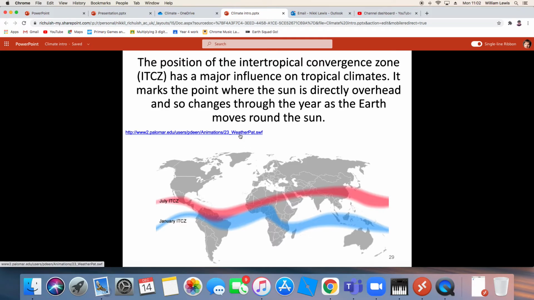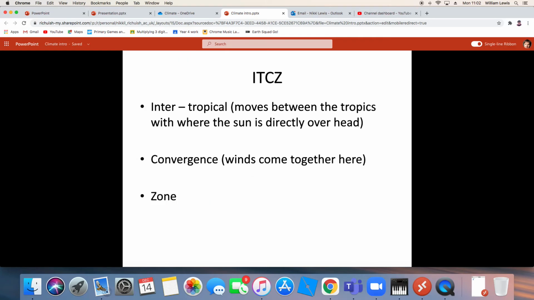This animation, again, is a bit temperamental. You might need to open it in Safari or Internet Explorer, but it is an animation of how this ITCZ, the hot bit where it's rainy and the two Hadley cells meet, moves over the course of the year. You can add on colours for precipitation, you can add on all sorts of things. It will really help you to understand.